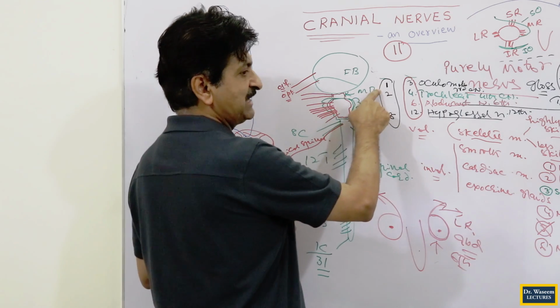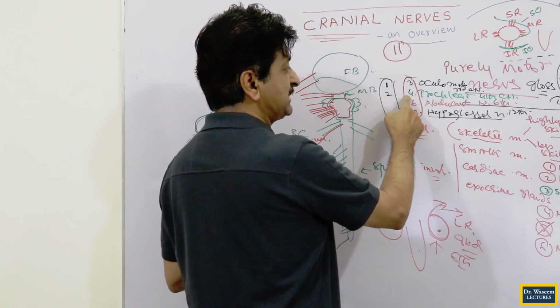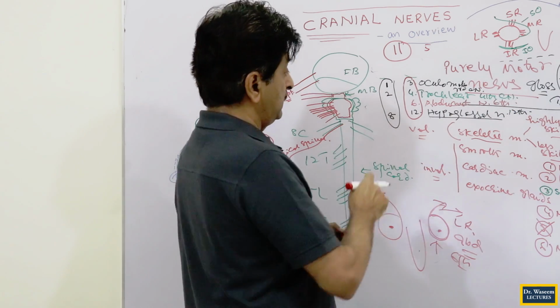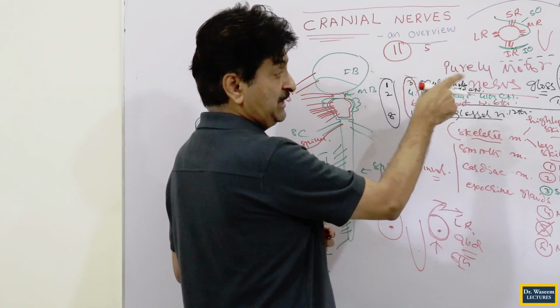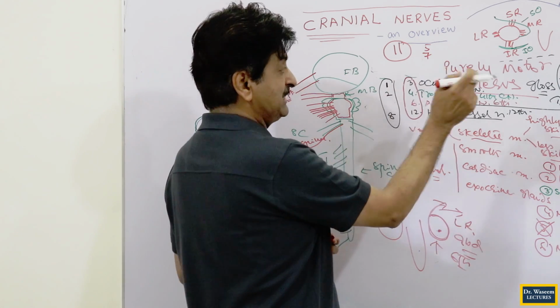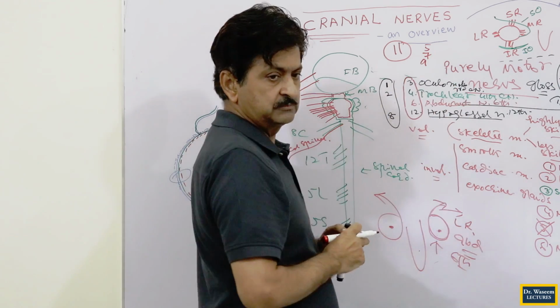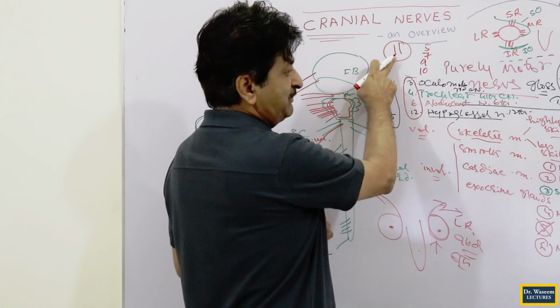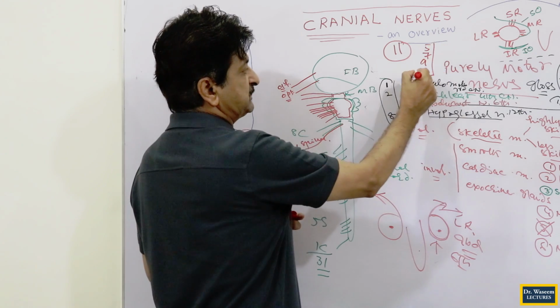Like 1 is there, 2 is there, 3 is there, 4 is there, 5 is not there, so 5 should be mixed. 6 is there, 7 is not there, so it should be mixed. 8 is there, 9 is not there, 9 is mixed. 10 is not there, 10 is mixed. 11 is there, 12 is there, so these must be the mixed nerves.